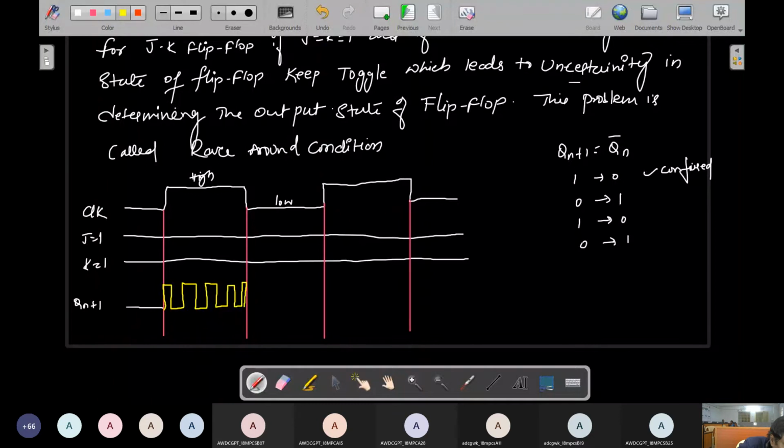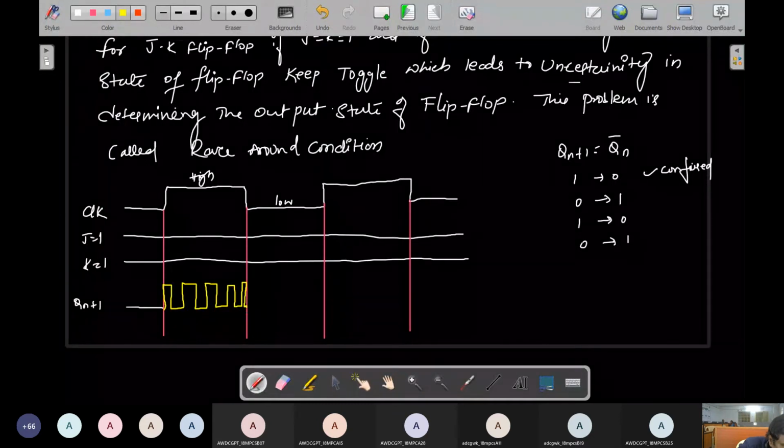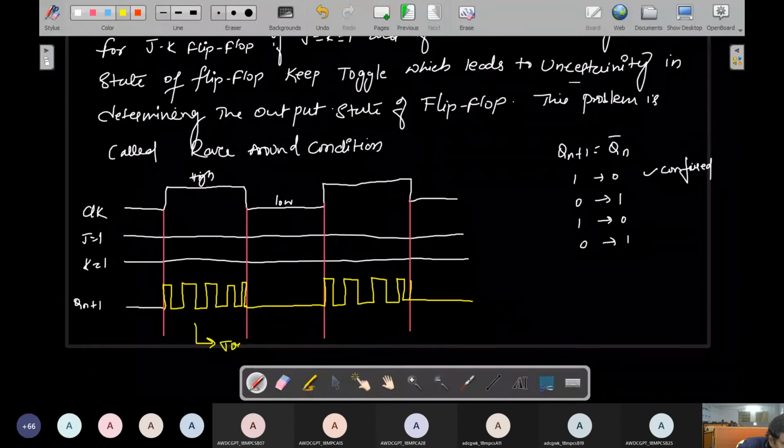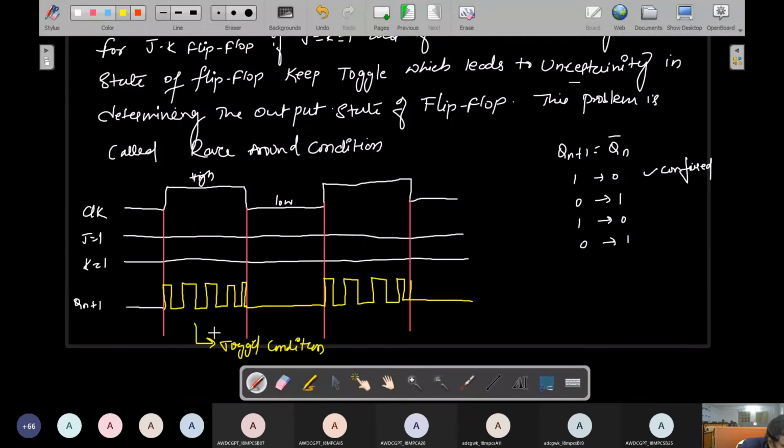See, once the clock reaches low, it shows only the low 0 value. Again, once the clock pulse is high, what will happen? It doesn't identify, and some uncertainty will develop in the output of the clock pulse. So again it shows like this. So this is the toggling condition. This is called the toggle condition. So it cannot determine whether it is 0 or 1.